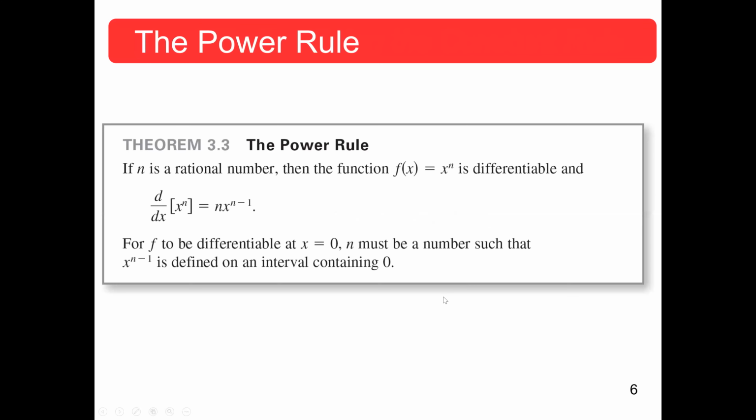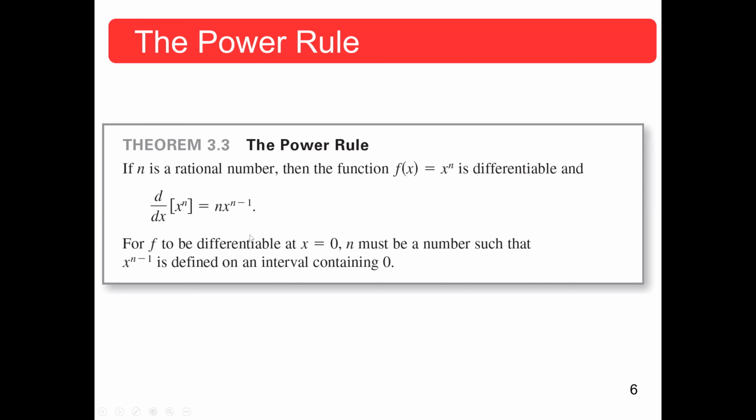Next is the power rule. Now the derivative of f(x) equals x to the power n. Since x is raised to the power n, we will use the power rule, which will give us n. So the power n becomes a coefficient, so it will be n x. Then we reduce the exponent by 1. So the derivative of x to the power n is n times x to the power n minus 1.